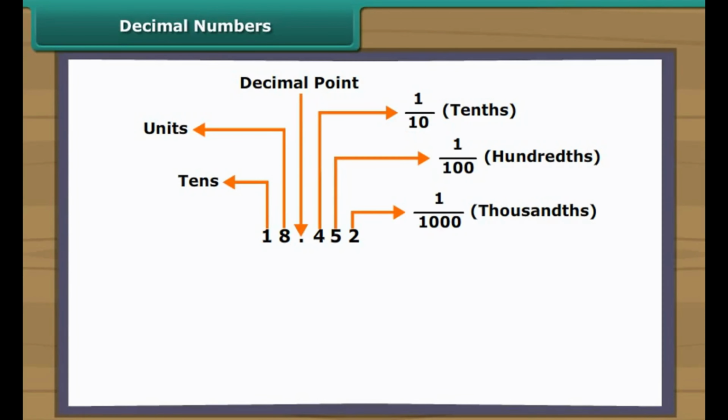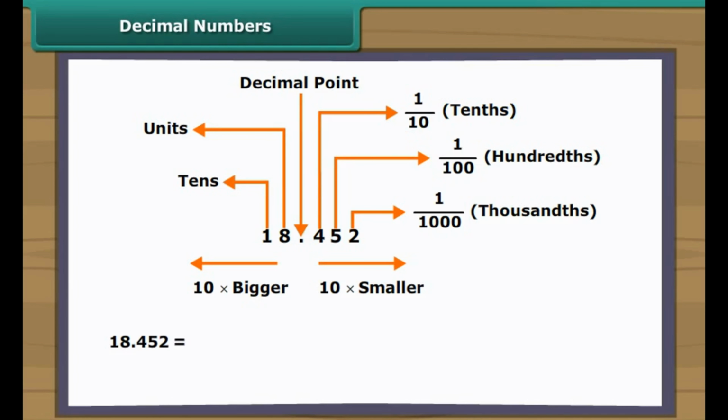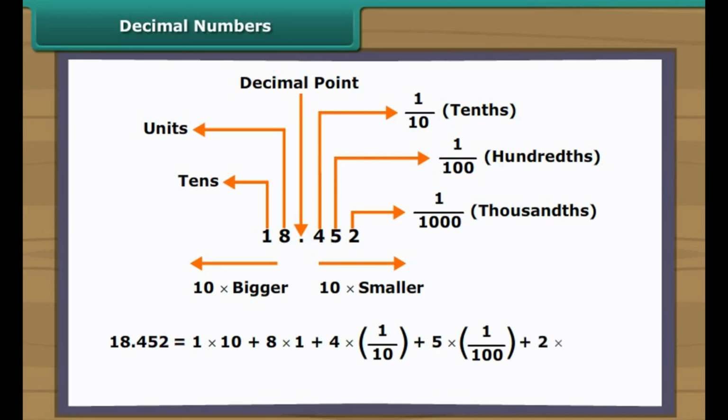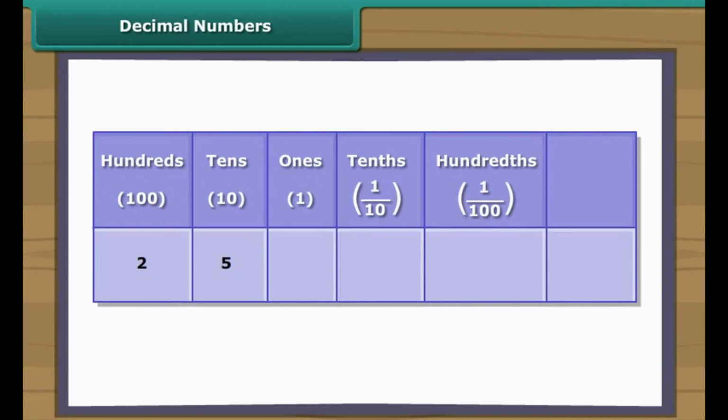Decimal numbers. Friends, look at this number having decimal point. As we move further left of this number, every number place gets 10 times bigger. As we move further right, every number place gets 10 times smaller. The given number can be written in the expanded form as 1 multiplied by 10 plus 8 multiplied by 1 plus 4 multiplied by 1/10th plus 5 into 100th plus 2 multiplied by 1,000th. Similarly, if we know the place values of each digit in a decimal number, we can write the number.